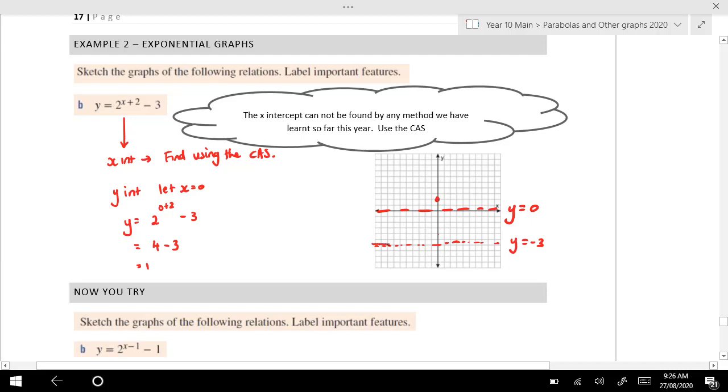And by the way, I have no problem with you using your calculator when doing this. Here's my graph. This is my graph of 2 to the power of x plus 2 minus 3. Now, if I was to compare that with, say, a graph of 2 to the power of x, well, 2 to the power of x is actually going to look something like this.